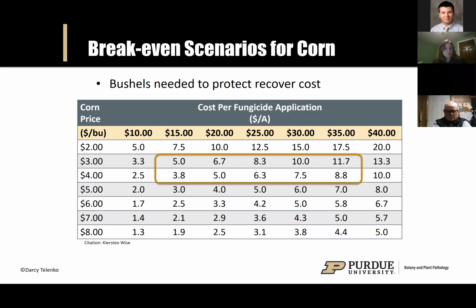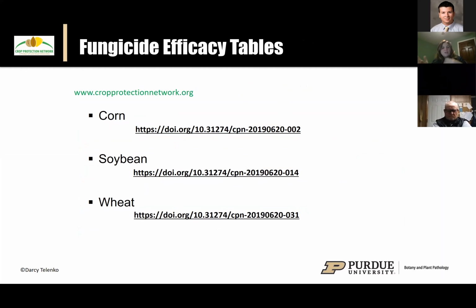And looking at that, if you then decide you want to make a fungicide application, there are 3 resources available. These are the efficacy tables that we put together. They're from data throughout the United States, evaluating the modes of action of all the different fungicide groups for the various diseases that we see in corn, soybean, and wheat. So these tables are available. We'll be updating them again in February as we continue to get more information on the various new modes of action that are out there.